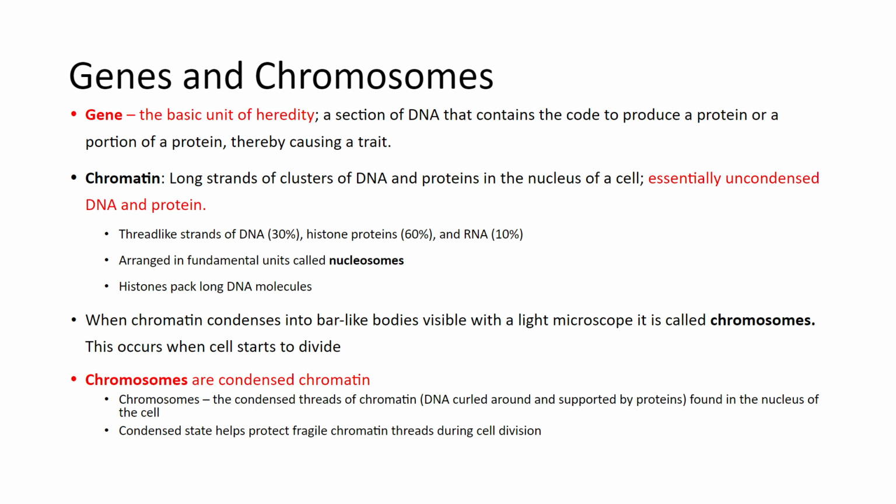When chromatin condenses into bar-like bodies that are visible, as opposed to the uncondensed DNA and protein called chromatin that is not visible, we actually call that condensed version chromosomes, and that occurs when a cell needs to or starts to divide. So genes are the basic unit of heredity. Chromatin is essentially uncondensed DNA and protein, and chromosomes are condensed chromatin or condensed DNA and protein. And we're going to see that we require chromatin in order to have something that can be easily unwound and read to make a protein. And then later on, when we want to pass on this information, we'll condense it in order to move this genetic material around more easily.